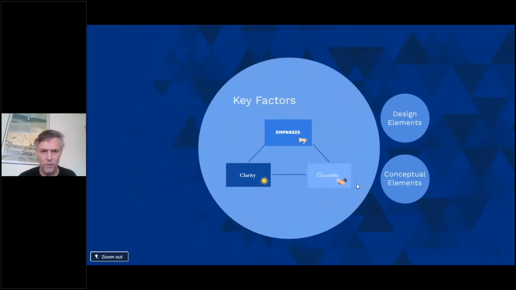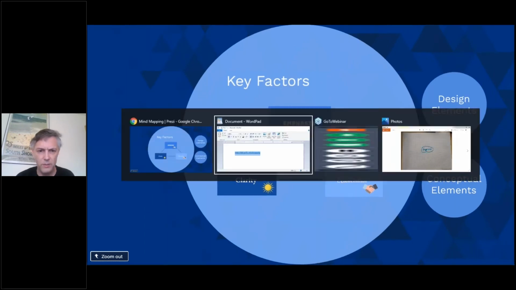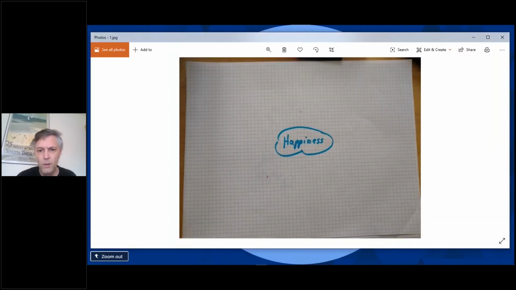Okay, so I'm going to jump over here. And actually, before I get to the key factors, let's jump to a quick specific example. So here's an example that if you wanted to, you could actually try and do for yourself right now. You could grab a piece of paper, grab a pencil, a pen, or a marker, and as your focal point, write happiness right in the middle.